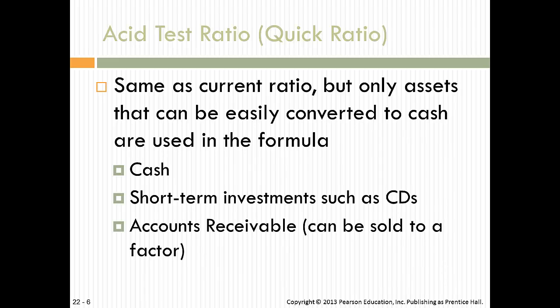The acid test ratio is a special kind of liquidity ratio. It's the same as the current ratio, except instead of all current assets, we only use those current assets that can be easily converted to cash. Assets that can be easily converted to cash are short-term investments, such as bank certificates of deposit, and accounts receivable, which can be sold to a company called a factor. A factor will take a company's accounts receivables and attempt to collect the money from the customers. In return, the factor gives the company money. You might be familiar with them when they're called collection agencies.